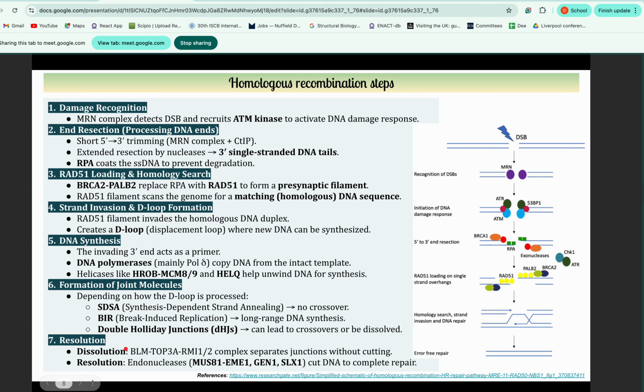And then similarly we talk about resolution. Then dissolution is by the BLM, TOP3A, RMI1/RMI2 complex. They separate these junctions without cutting them. And endonucleases come in, which are MUS81, EME1, GEN1, SLX1. They cut the DNA to complete the repair process. So ultimately you will get the error-free repair. So in the end we get double-stranded DNA, and these are the different proteins which facilitate this.